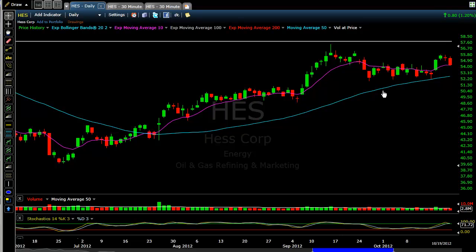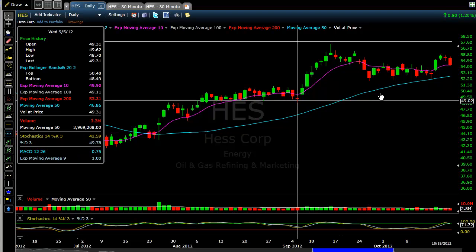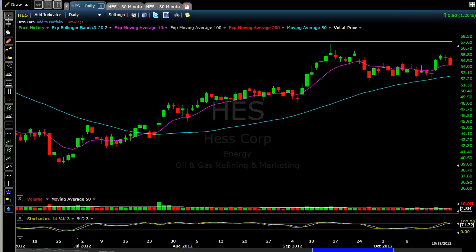In this example of Hess Corp, we're in an uptrend. You can see the 10 period and the 50 period are rising, and we have a gap down on September the 5th, 2012. We could take the next day's trade and go long once price opened and headed in the right direction. Again, we're in an uptrend, so we only fade gap downs and trade counter trend.